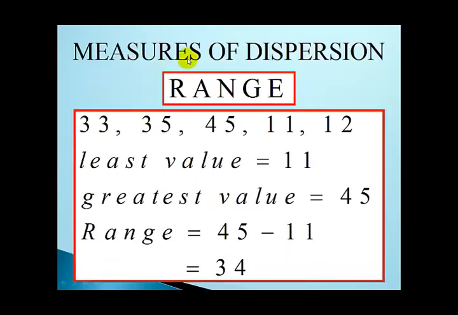Now we have measures of dispersion, the range. Let's consider this set of numbers: 33, 35, 45, 11, 12. The least value equals 11, as can be seen, and the greatest value equals 45, as can also be seen. If you want to find the range, it is the greatest value minus the least value. So 45 minus 11, the answer is 34. That means that the range is equal to 34.